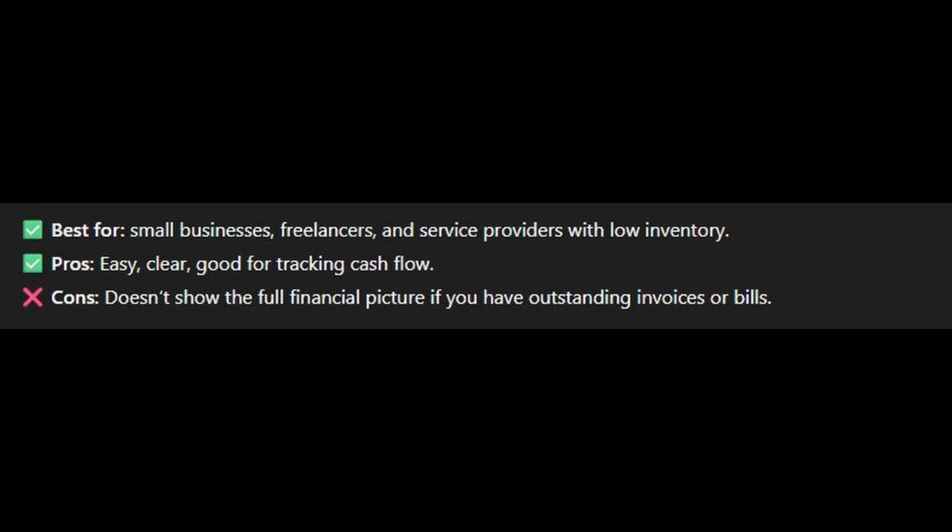This is best for small businesses, freelancers, and service providers with low inventory. The pro is it's easy, clear, and good for tracking cash flow. The con is it doesn't show the full financial picture if you have outstanding invoices or bills.